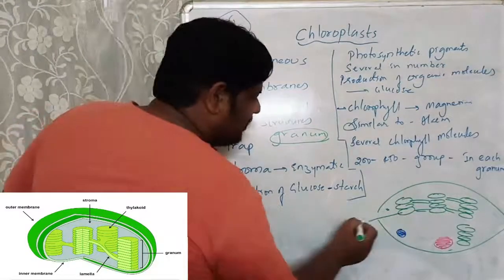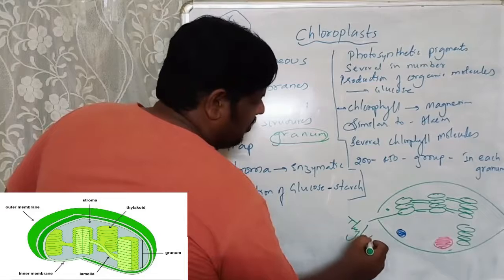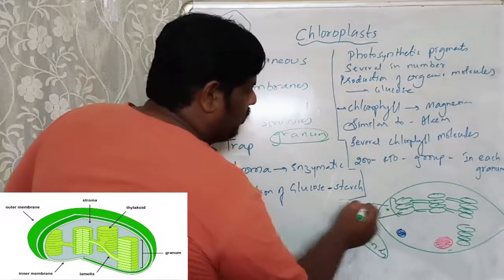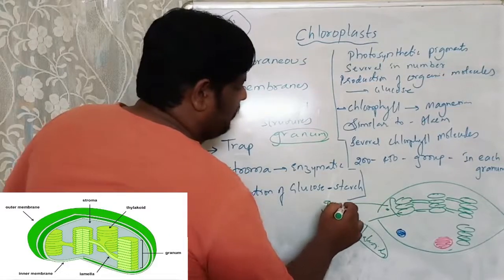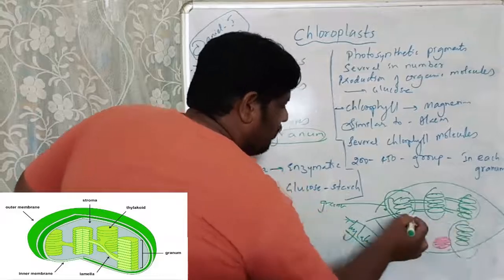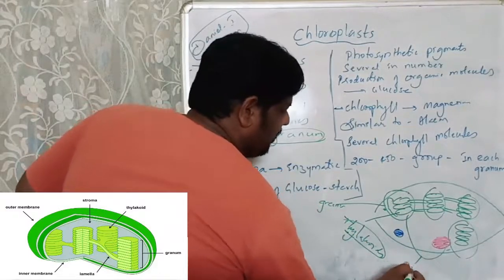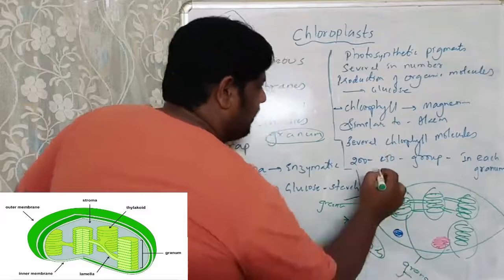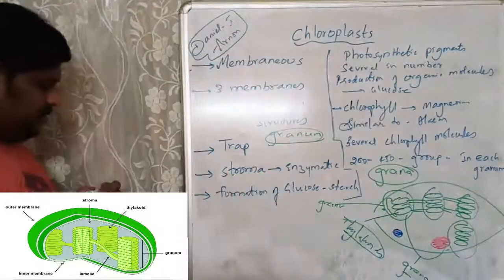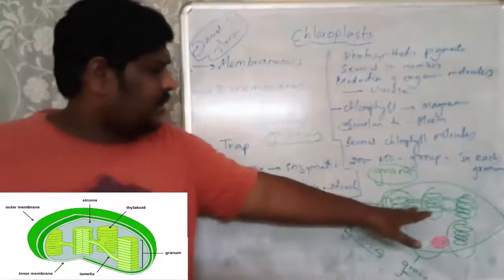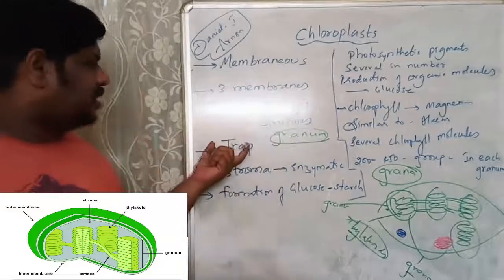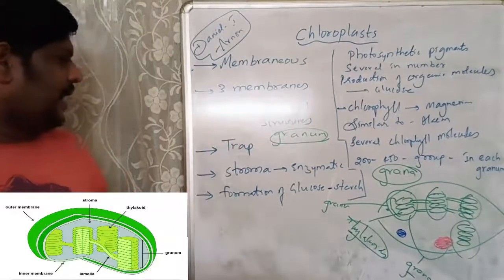Actually, these are called the thylakoids. Thylakoids arranged one above the other together are called the granum. So this is one granum, this is one granum, this is one granum, this is one granum. All together are called grana. The plural of granum is grana. So they are the structures. They felt that these granum are responsible for the trapping of solar energy.